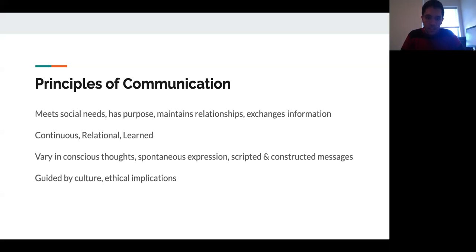There is spontaneous expression, and there are scripted and constructed messages to which we find a personal relation or a business relation, professional relation, family relation. That relationship has to then be transitioned through the different environments, the conscious thoughts and expressions, because those are guided by the cultural and ethical implications that follow.